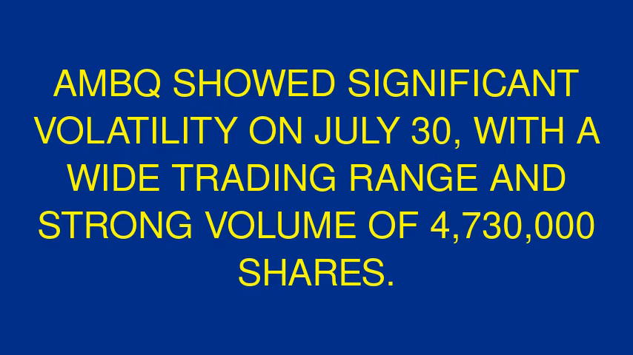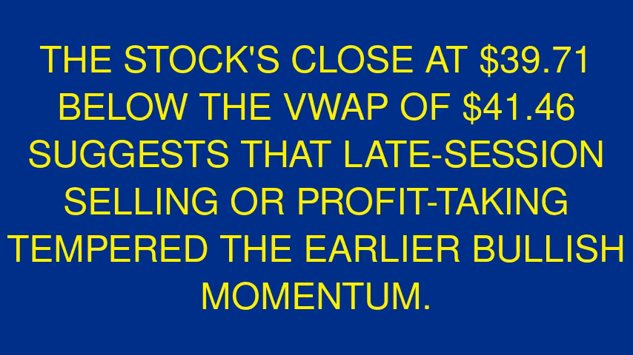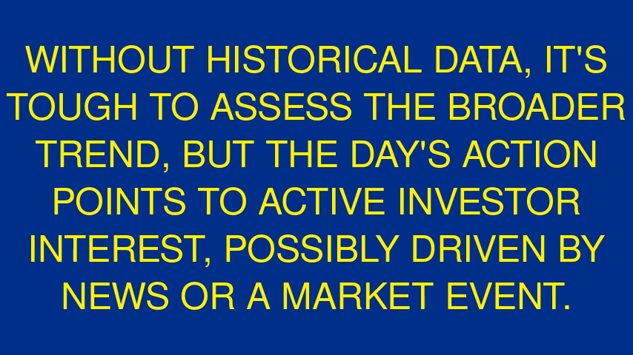Conclusion. AMBQ showed significant volatility on July 30th, with a wide trading range and strong volume of 4,730,000 shares. The stock's close at $39.71, below the VWAP of $41.46, suggests that late session selling or profit-taking tempered the earlier bullish momentum. Without historical data, it's tough to assess the broader trend, but the day's action points to active investor interest, possibly driven by news or a market event.